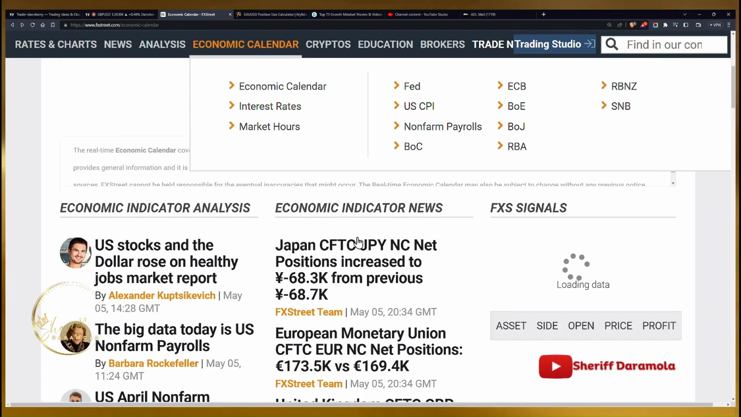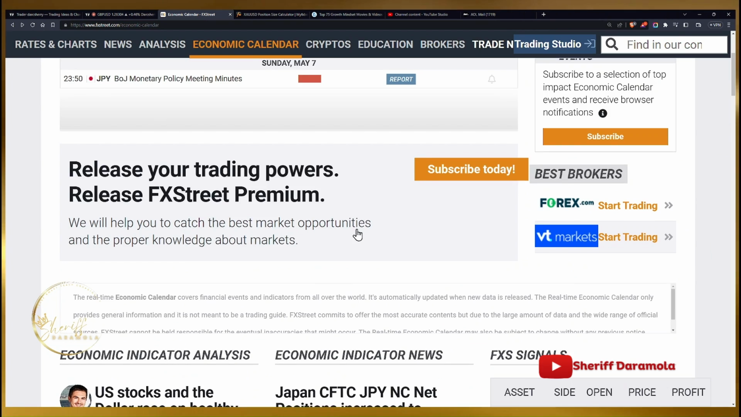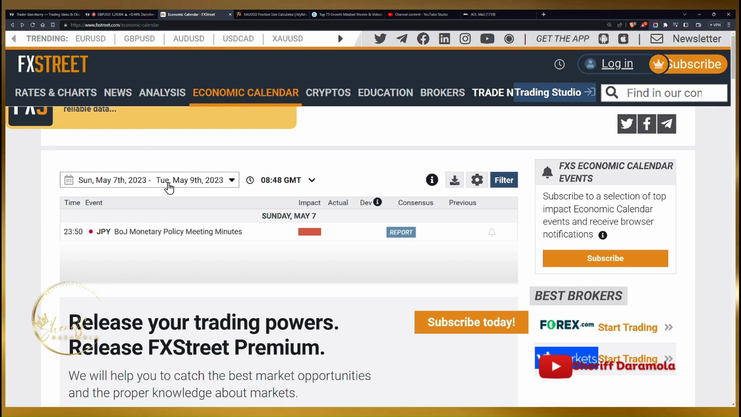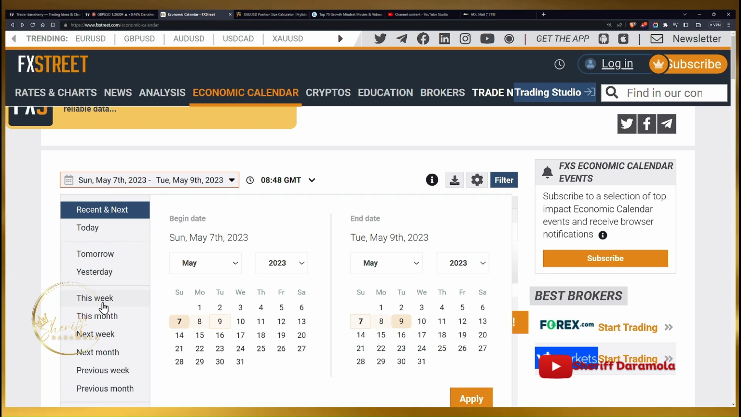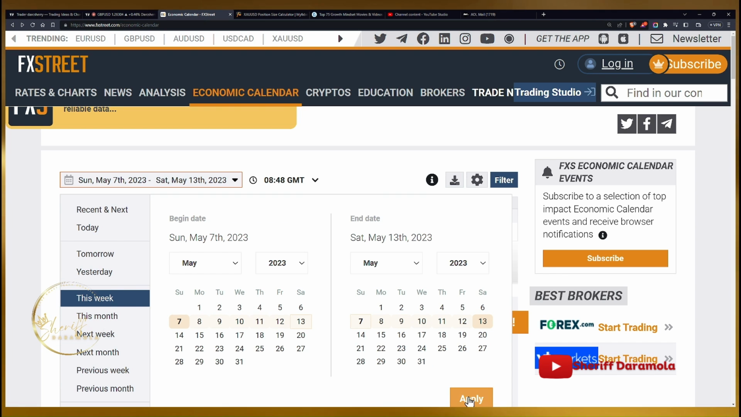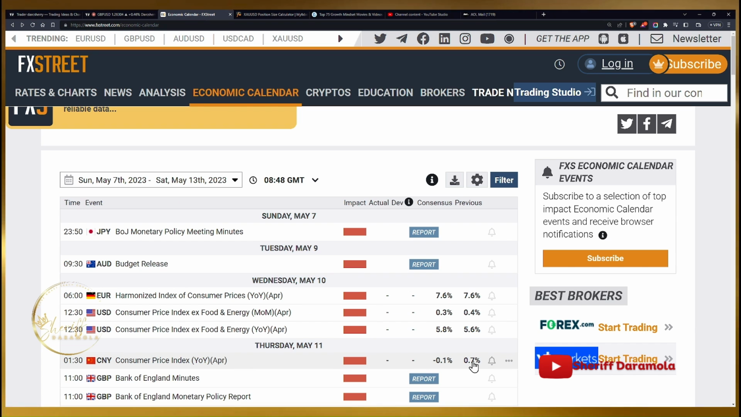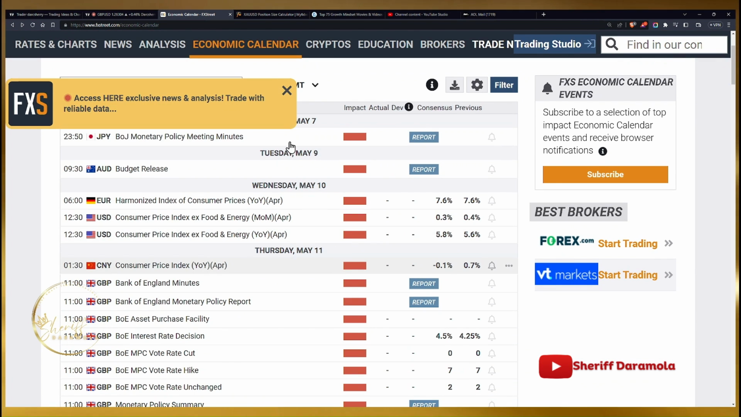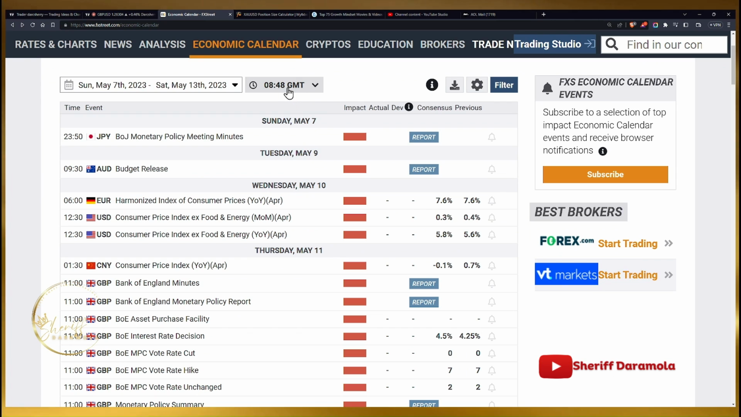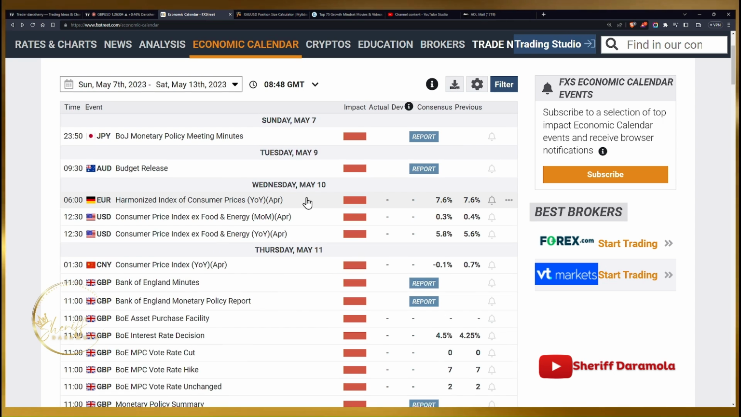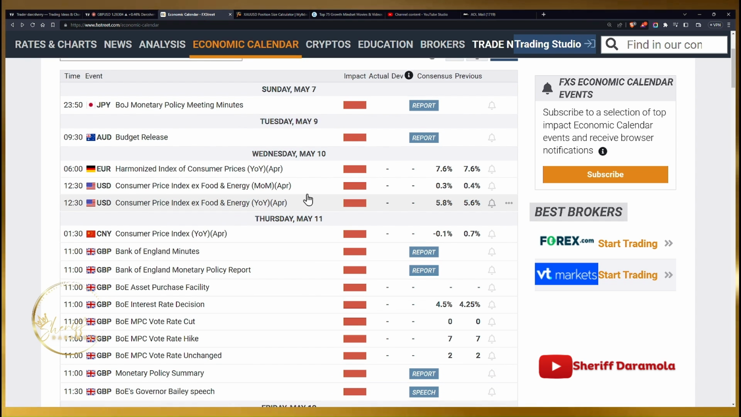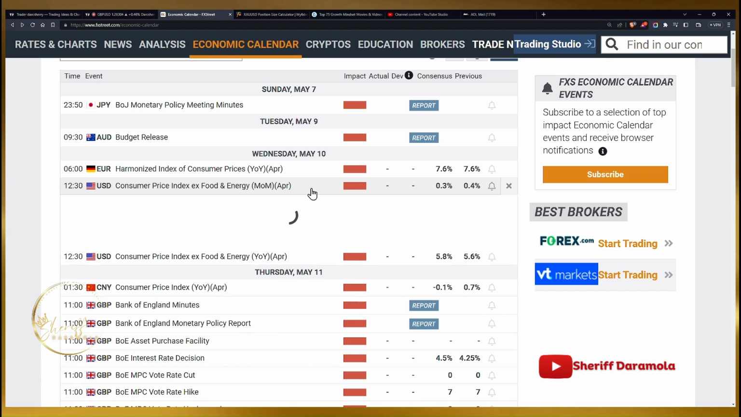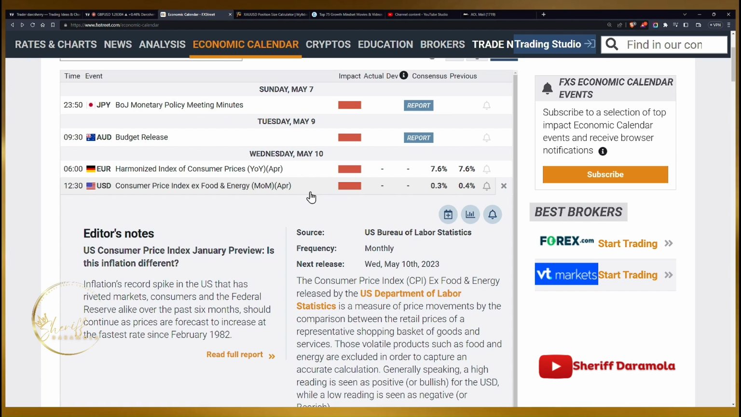So in that regard, I will be zooming into the economic calendar, and you all know my center of focus is going to be high impact events, which will be affecting both the pound sterling and the US dollar. So this is the economic calendar here, which I normally use. I use the FX Street economic calendar. And here, the first high impact event isn't coming until Wednesday, May 10th. And we have the consumer price index, which excludes food and energy. And this is an index released by the US Department of Labor Statistics.